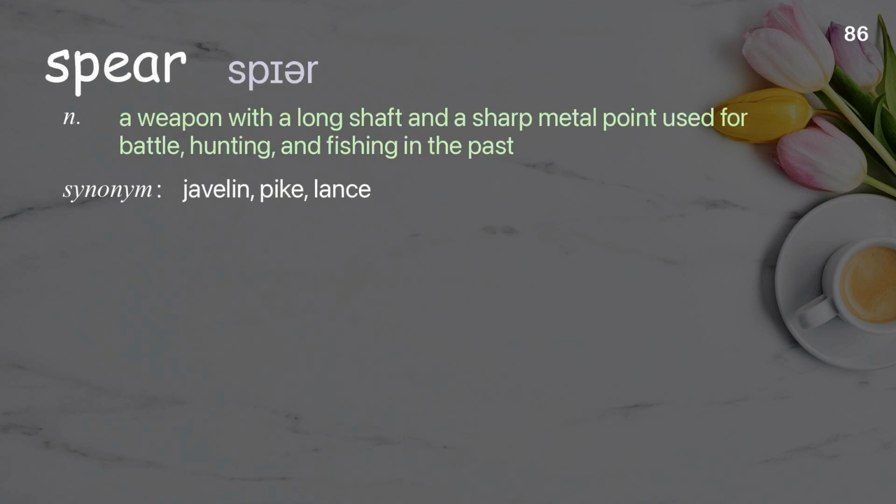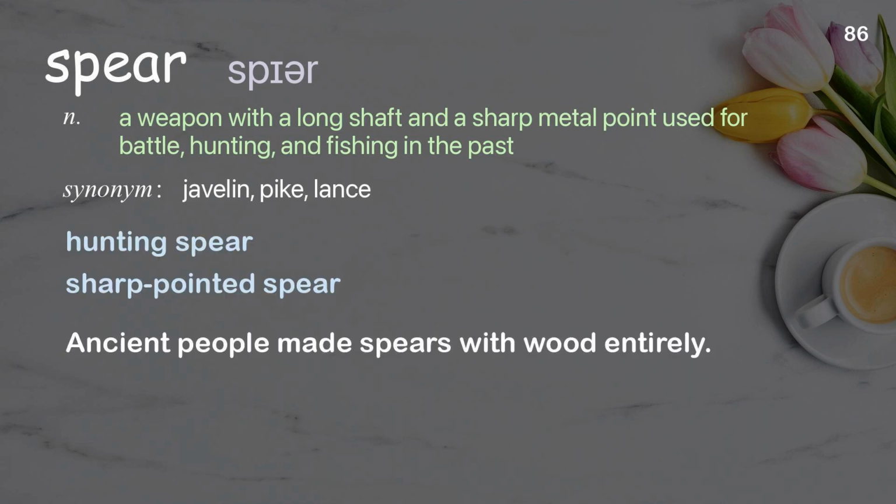Spear. A weapon with a long shaft and a sharp metal point used for battle, hunting, and fishing in the past. Examples: hunting spear. Sharp-pointed spear. Ancient people made spears with wood entirely.